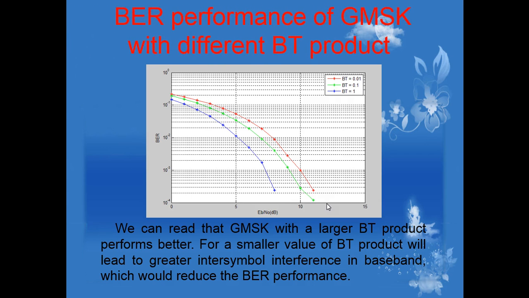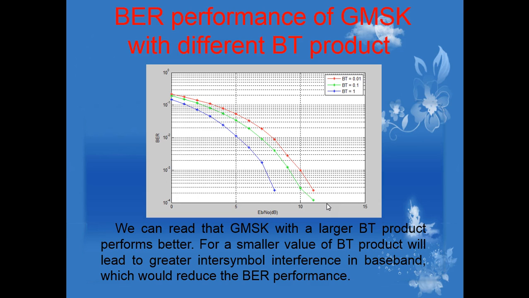That's the result. As you can see, at the same signal to noise ratio, if the signal has a higher BT product value, the BER value will be lower, which means it will have better performance.